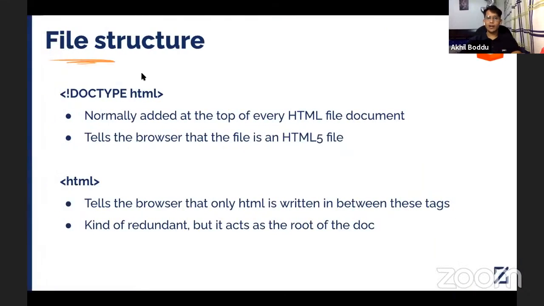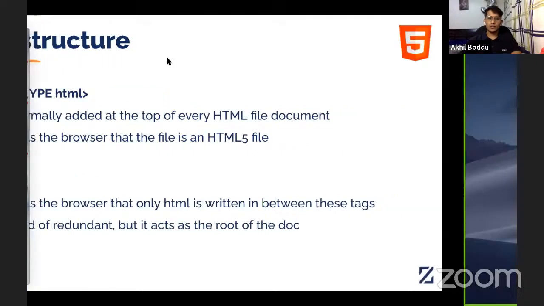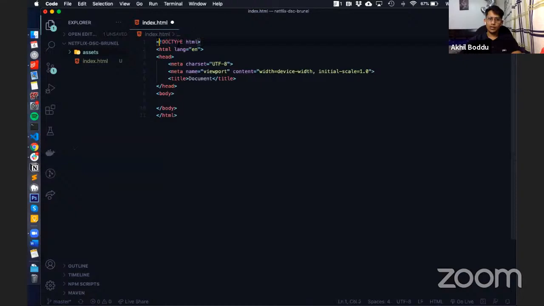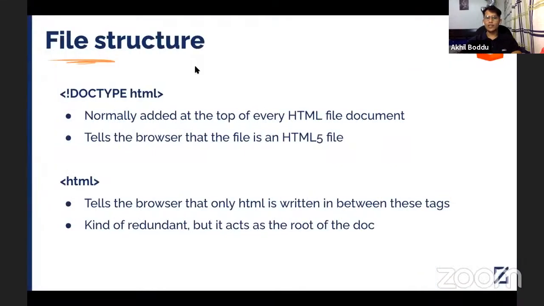Now you can see that there's a couple of elements that we need to know about. There's the doctype HTML that is at the top of the file, right? So it's like an opening tag. It has no closing tag, but essentially what it does is it tells the browser that it's an HTML5 file. This is important because HTML has gone through several iterations, right? So by putting this doctype HTML, the browser will recognize any new kind of elements that we can use with HTML.